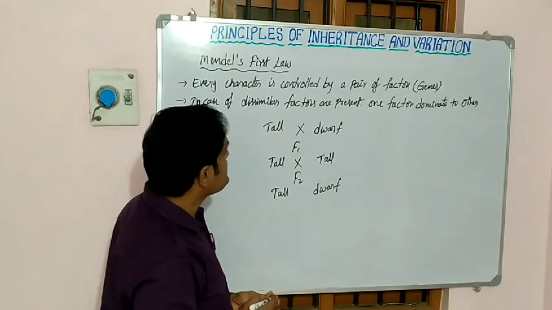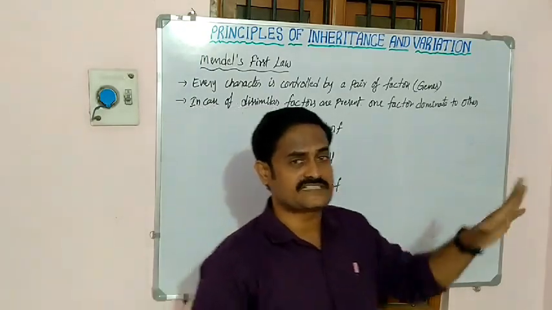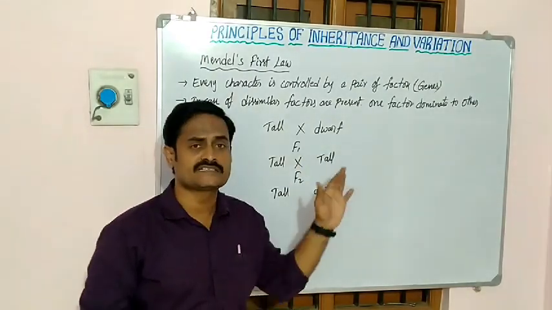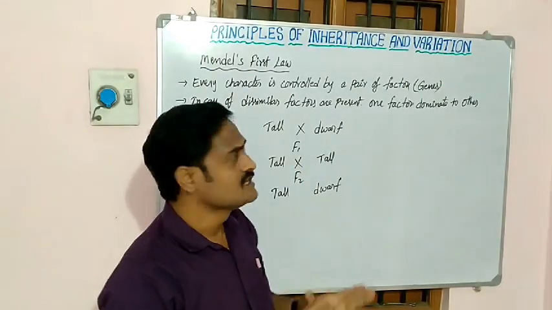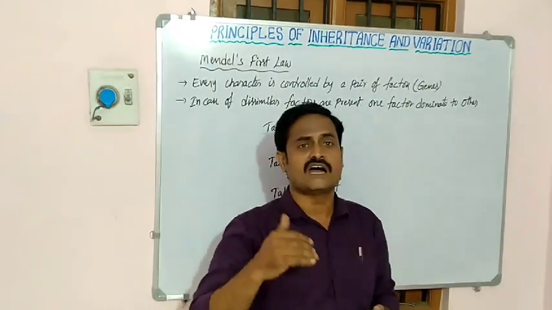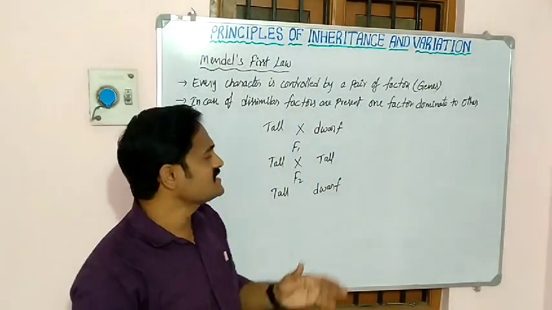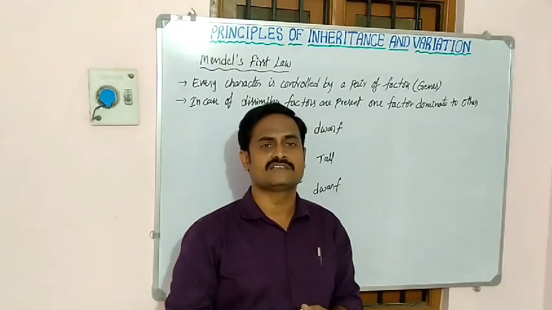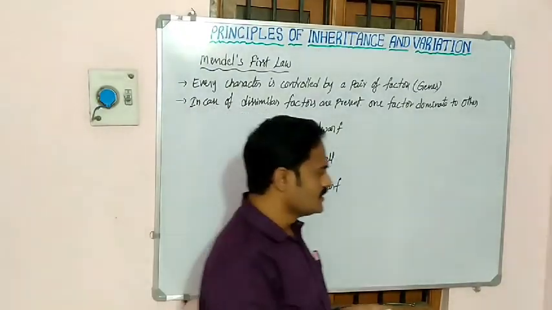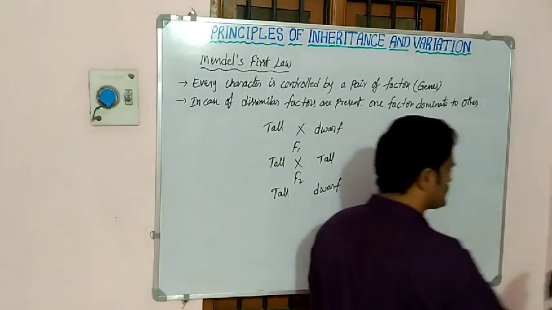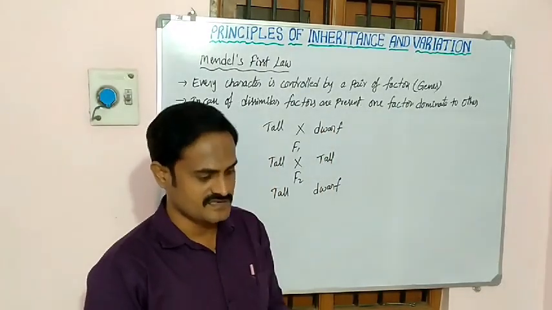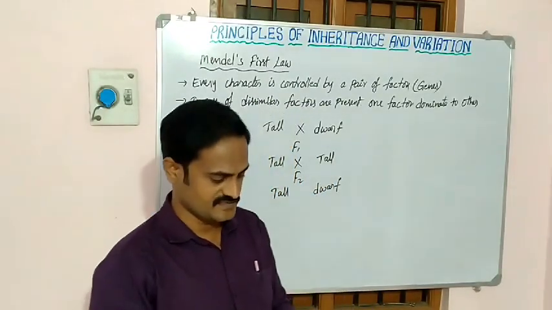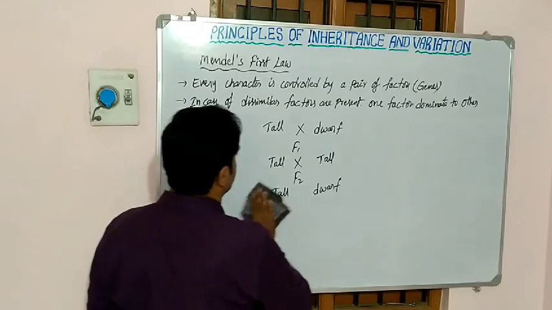Exceptions to Mendel's first law: some other experiments were also conducted by Mendel. What does that mean? Another type of dominance is called incomplete dominance, and the second one is called codominance. First I am going to explain incomplete dominance. In some plants we see incomplete dominance. See, what is incomplete dominance?